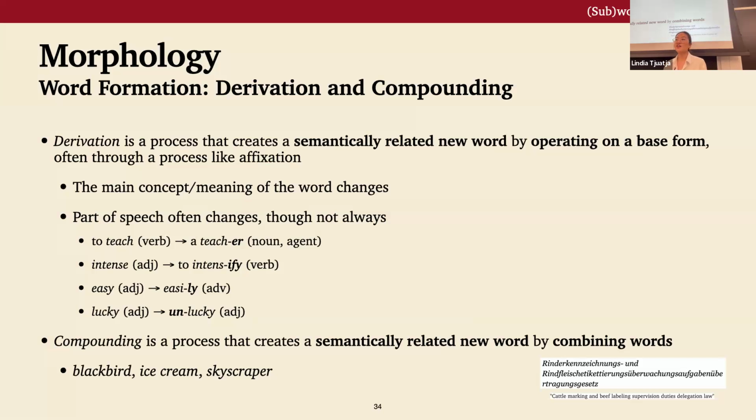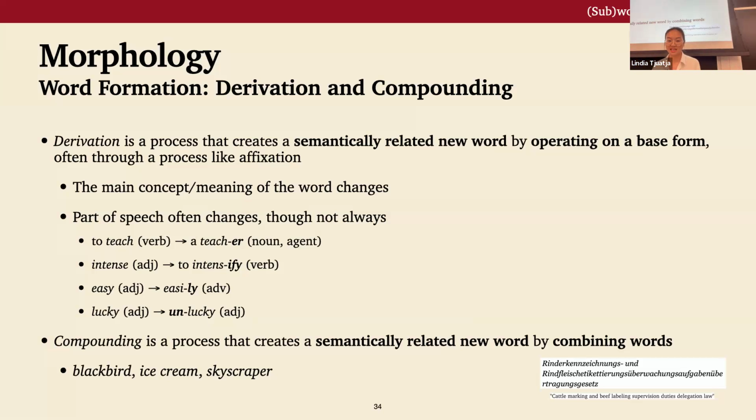In contrast, we have processes of word formation. One of these is first derivation. It's a process that creates a semantically related new word by operating on a base form, often through things like affixation. So now the main concept and meaning of the word is going to change, and oftentimes the part of speech will change too. So you have to teach, a verb, to teacher, someone who teaches; intend, to intensify; easy, easily.